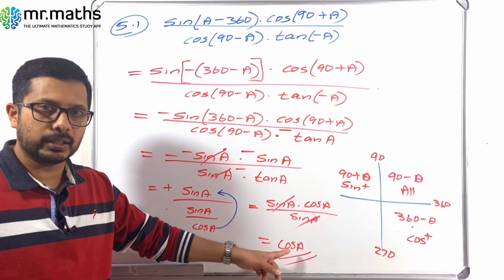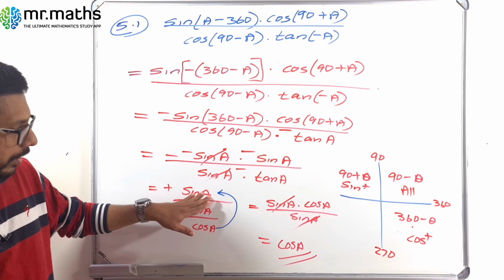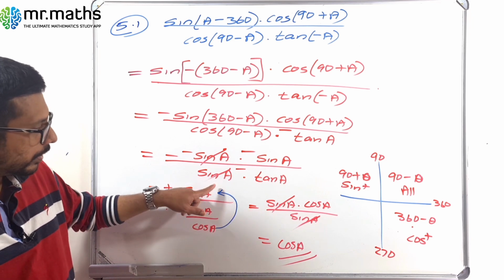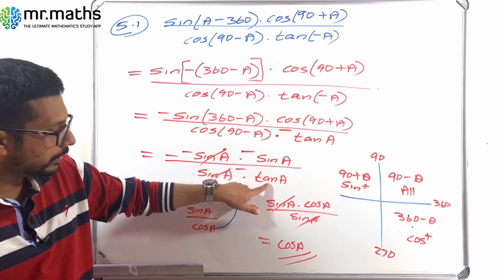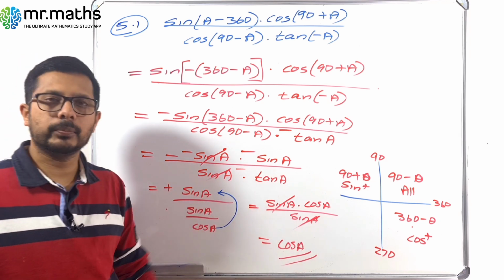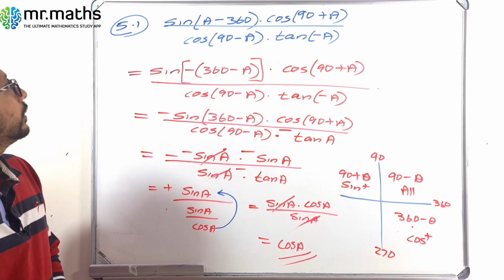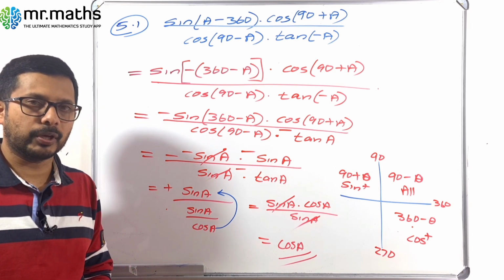So the answer is cos a, and you can see that the answer is in a single trigonometric ratio, only one trigonometric ratio there, that is cos. So that is the question. Don't be confused here: without cancelling this one, you can write this one as sin x by cos x. That one also you are going to get the same thing. Anyway, that is question number 5.1, and now let's go to question number 5.2.